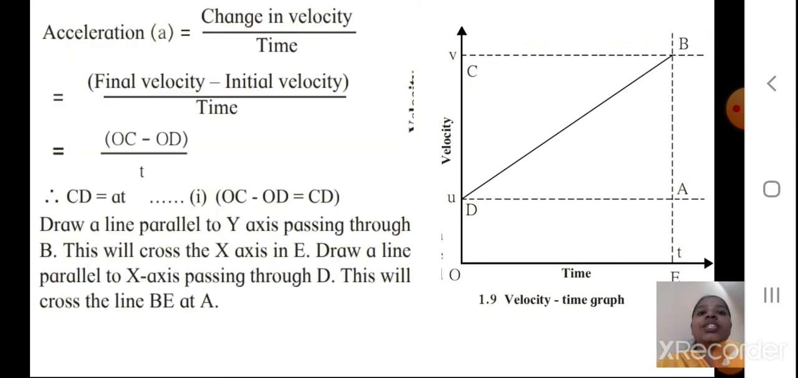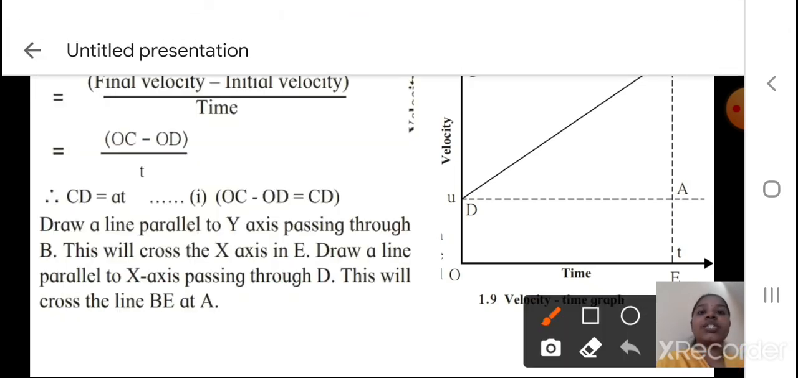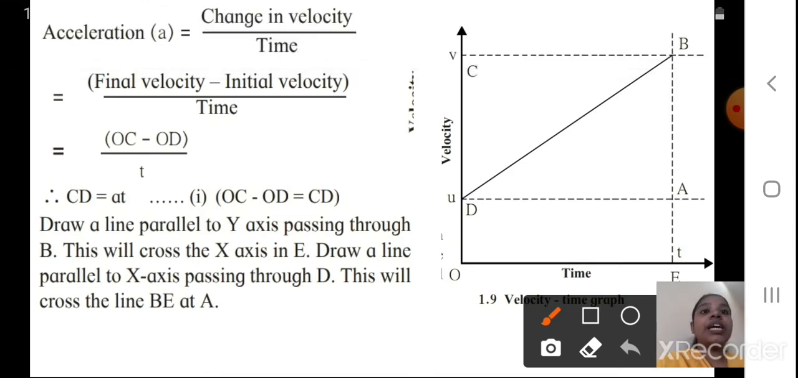So acceleration, you know. What is the formula, students, of the acceleration? Change in velocity upon time. Now final velocity minus initial velocity upon time we will write, right? Now what is our final velocity, students? Now only we wrote OC, this part. Initial is your OD. So we have written OC minus OD, upon time we have taken as T. So what have you got here? OC minus OD. If from OC you minus this OD, what is remaining, students? Can you see this CD part is remaining? Yes. So can you see there I have written, therefore CD is equal to at.